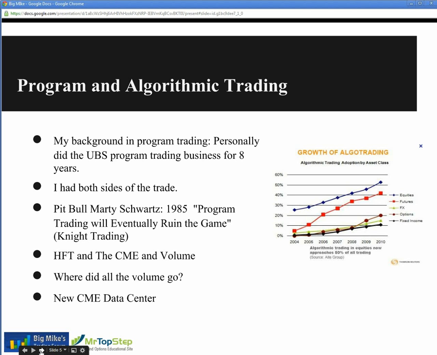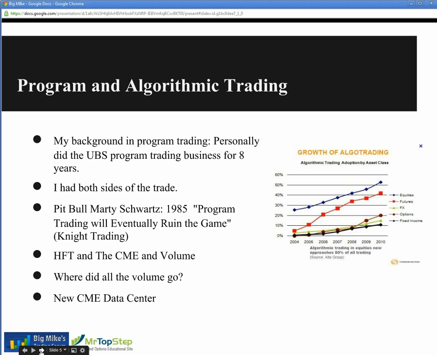But my background comes from personally doing the UBS program trading business for 8 years, and I had both sides of the trades. When you're doing an index arb buy program, what we were doing back then, is you take fair value, and a dollar under fair value is where the S&P is cheap to the cash. You're bidding on the future and you're selling the cash, okay? And when you're doing a buy program, you're offering futures at a wider premium. You're selling the futures and buying the cash. Thus, index arb buy program.